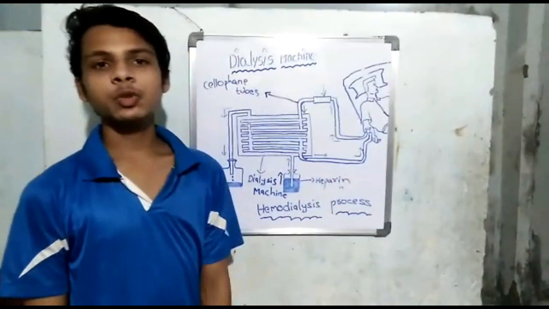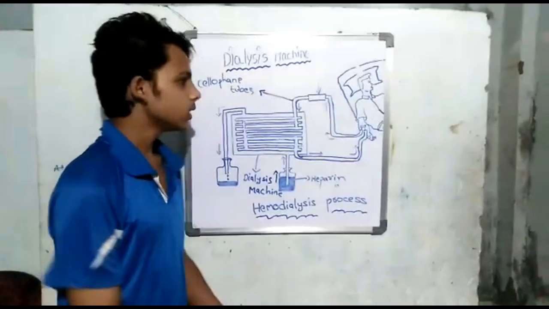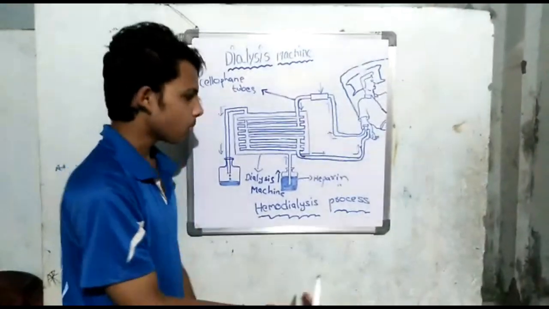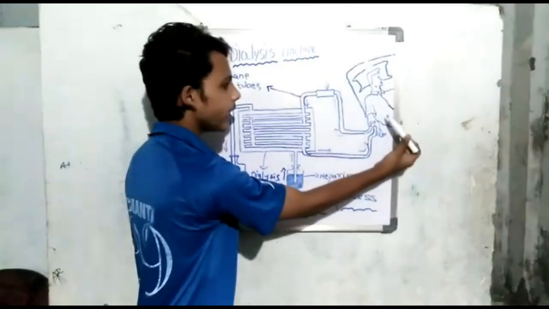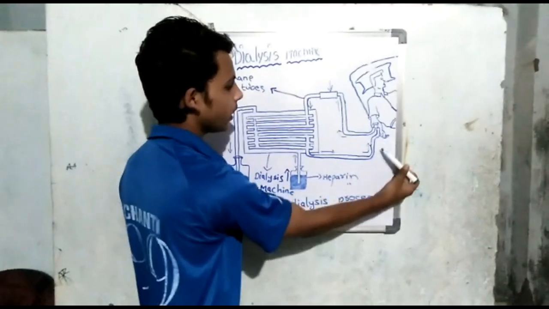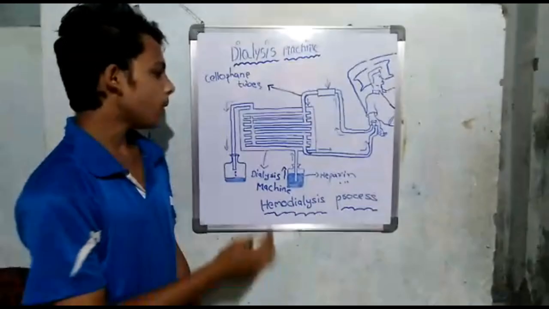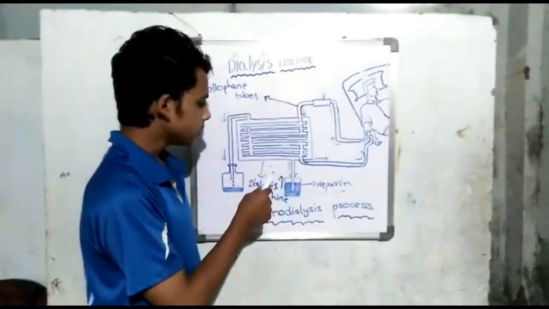This accumulation of waste leads to poisoning and death in the human body. In this process, the dialysis machine filters the blood of the person when both kidneys are damaged. This process is called the hemodialysis process. You can see the diagram. The blood is taken out from the main artery, mixed with an anticoagulant such as heparin, and then pumped into the dialysis machine. You can see the apparatus.